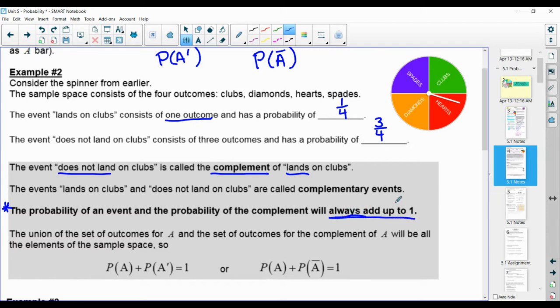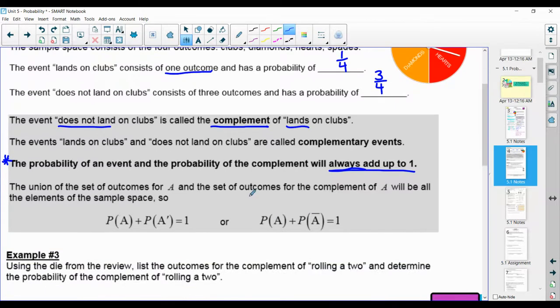If we were flipping a coin, the probability of flipping heads is the event. The probability of not flipping heads would be the complement. So the union of the set of outcomes for A and the set of outcomes for the complement of A will be all of the elements of the sample space. If we think about our set theory, the probability of A or not A is going to be 1. So the probability of A plus the probability of not A is 1. We can also write that using A bar.